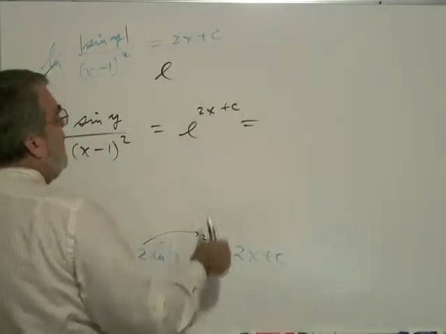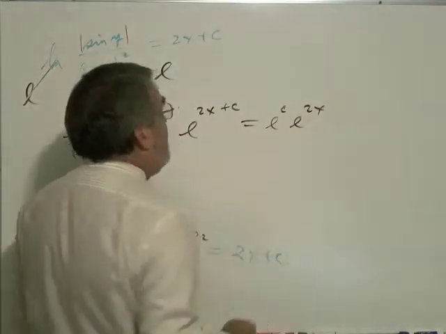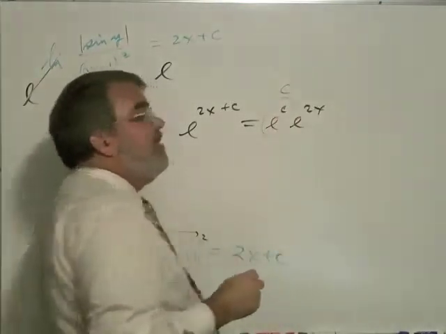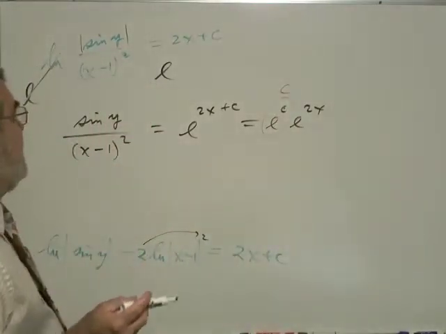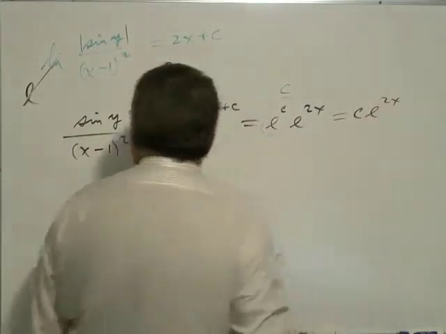We can break this up into e to the c times e to the 2x. And this e to the c is a constant, so I'm just going to rename it as c. So this becomes c e to the 2x.